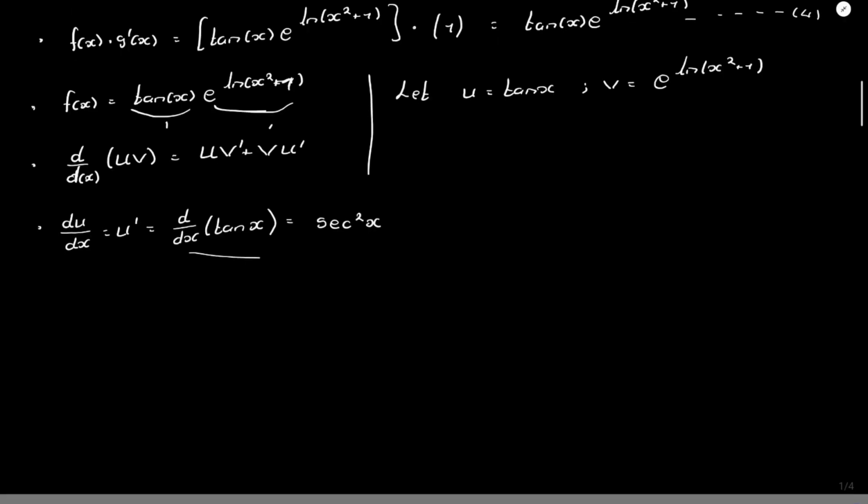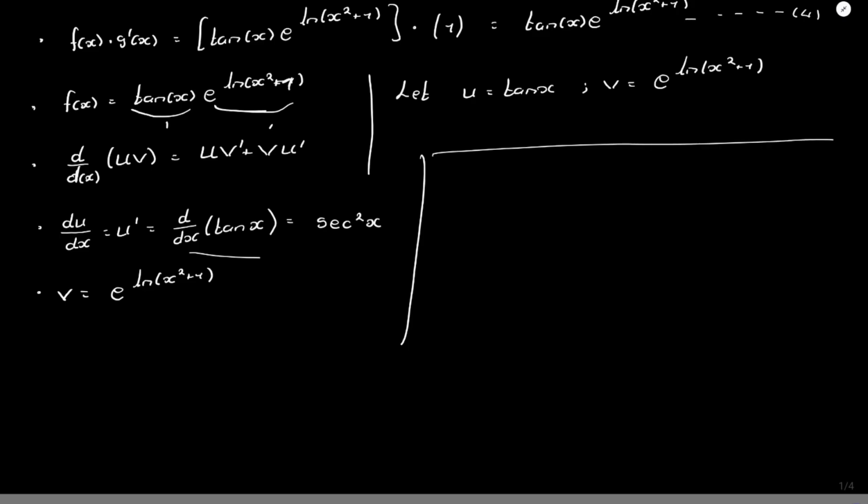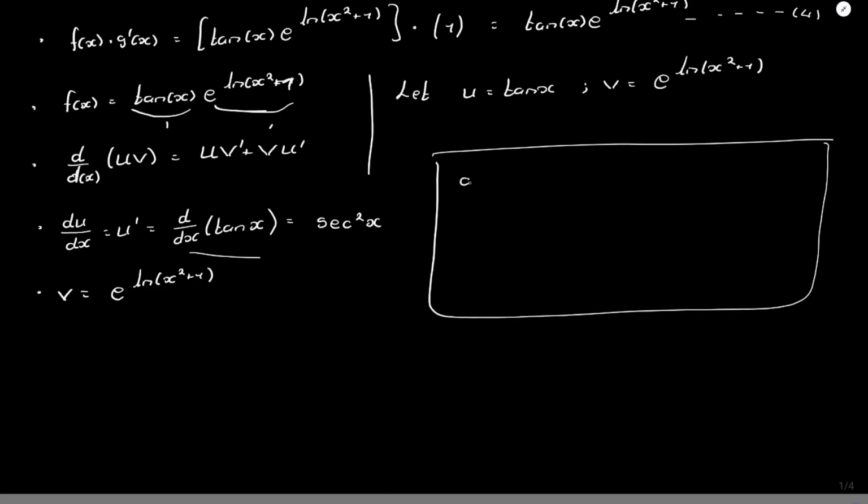Let's go to v prime. So first of all, what is v? v is the function e to the power ln of x squared plus 1. Let's recall from when we worked on the derivative of exponential functions, it was well stated that the derivative with respect to x of any function of the form e to the power g of x is equal to g prime of x times e to the g of x. So what is our g of x in this case?